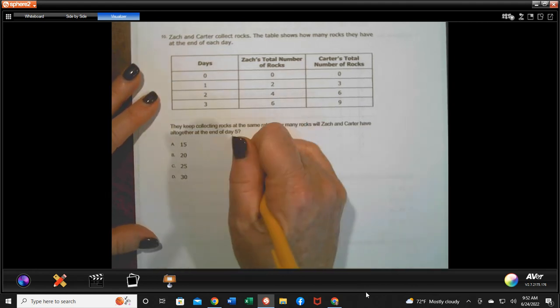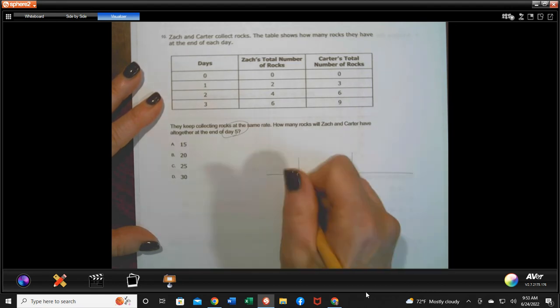All right. Number 10. Zach and Carter collect rocks. The table shows how many rocks they have at the end of the day. They keep collecting rocks at the same rate. How many will they have at the end of day 5?